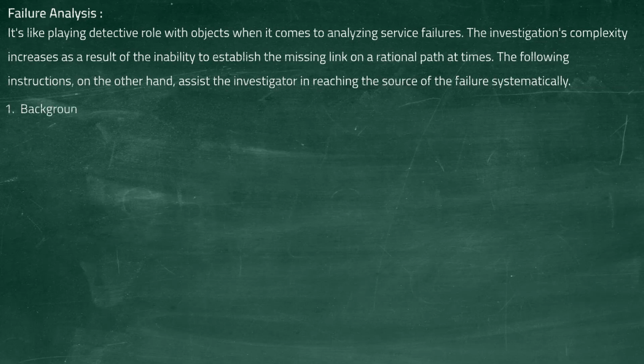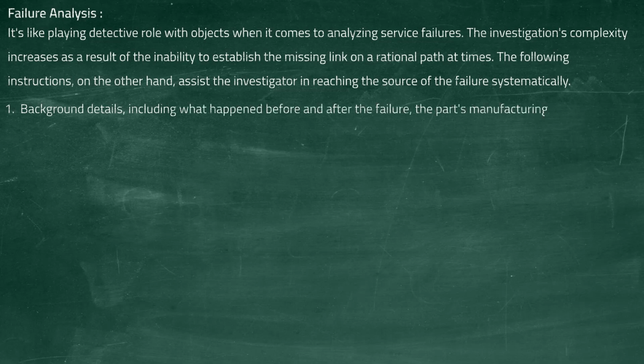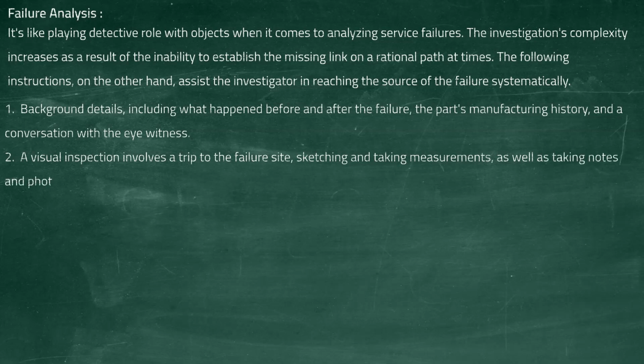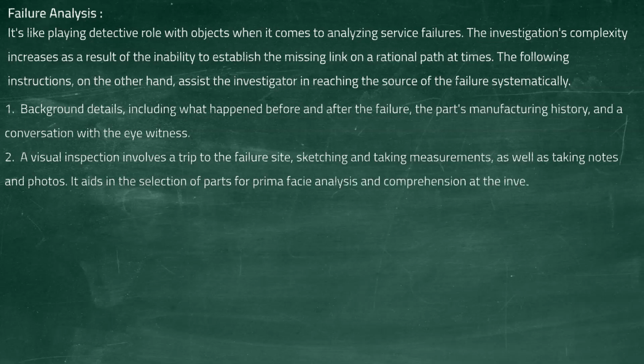Number 1. Background details, including what happened before and after the failure, the part's manufacturing history, and a conversation with the eyewitness. Number 2. A visual inspection involves a trip to the failure site, sketching and taking measurements, as well as taking notes and photos. It aids in the selection of parts for prima facie analysis and comprehension at the investigation department.